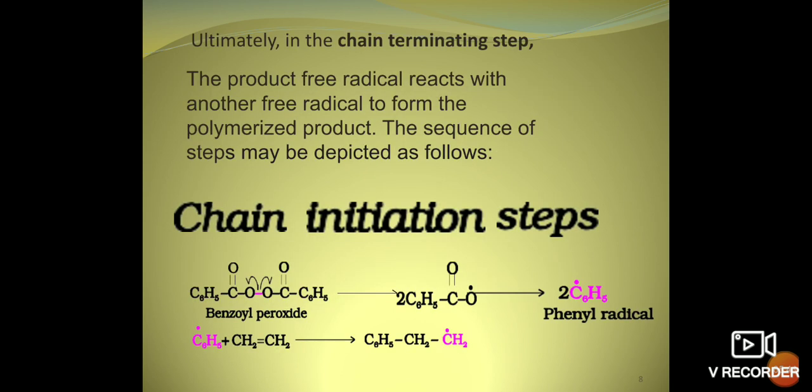Ultimately, in the chain terminating step, the product free radical reacts with another free radical to form polymerized product, and the sequence of steps may be depicted as follows. So first is the chain initiation step, where we see the benzoyl peroxide, it is converted into phenyl radical. This is free radical. This free radical attacks on ethene and produces another free radical, a bigger free radical, which is a new initiator.